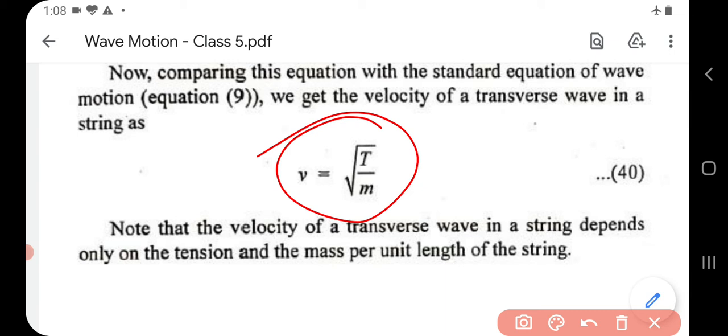Now from this you can note one point, that is, this velocity depends only on the tension T and mass per unit length of the string m, because there is no other term in equation 40, only T and m. So velocity of transverse wave v depends only on tension developed in the string T and the mass per unit length of the string m.